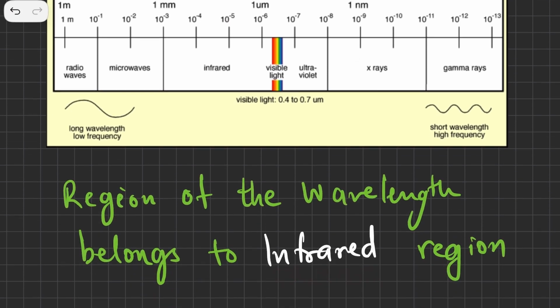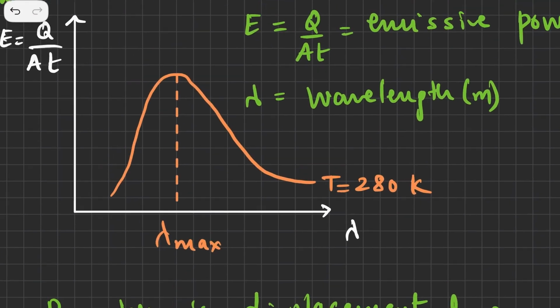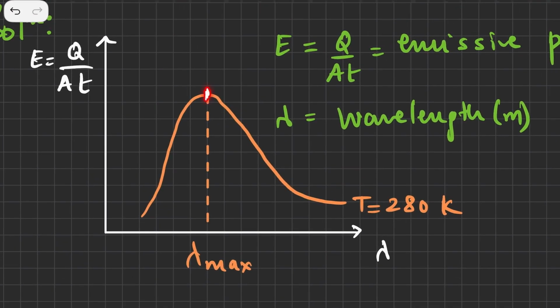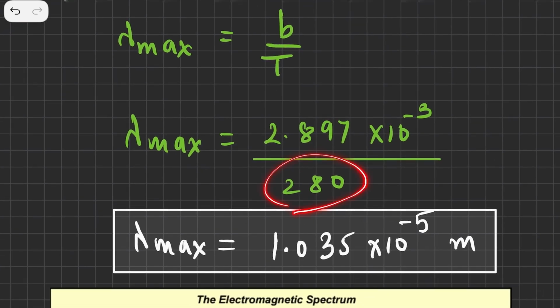So our Earth is emitting a lot of waves. It is emitting a range of waves, a distribution of waves, but the maximum intensity is of infrared. Yes, there are higher wavelengths, and yes, there are lower wavelengths as well. But the maximum intensity is of infrared radiation because Earth's mean temperature is considered to be 280 Kelvin as of now.